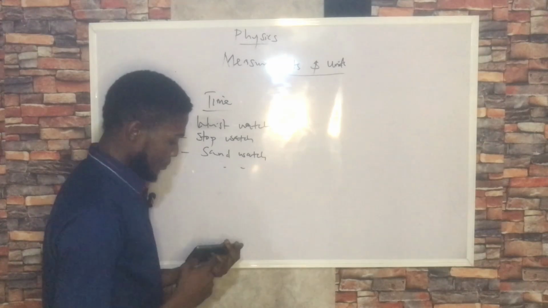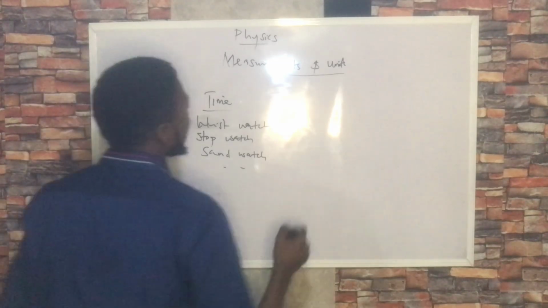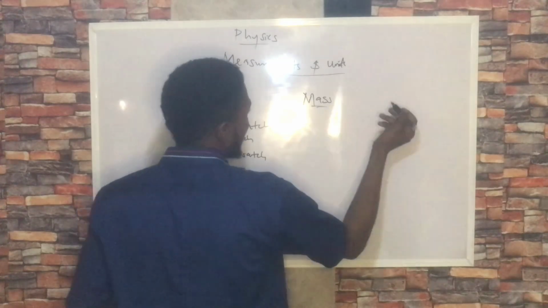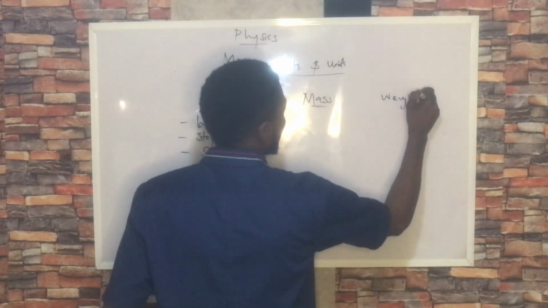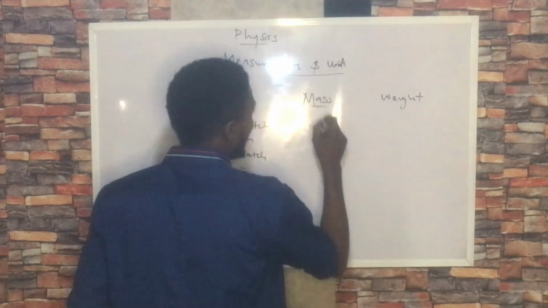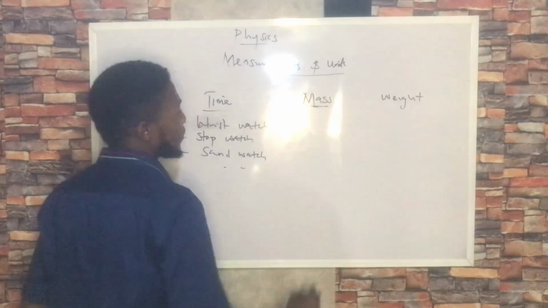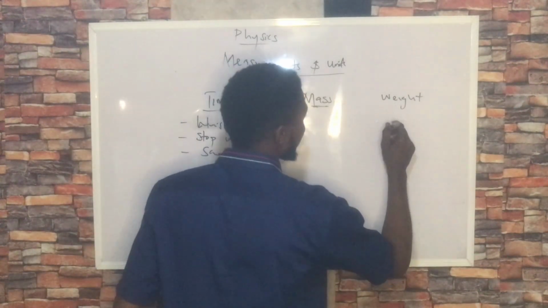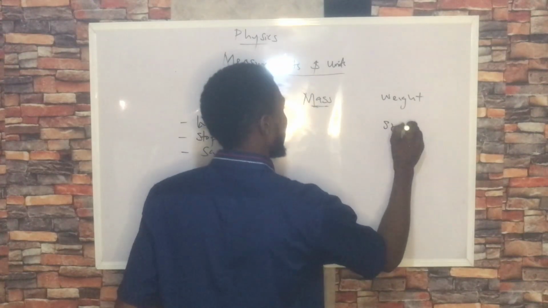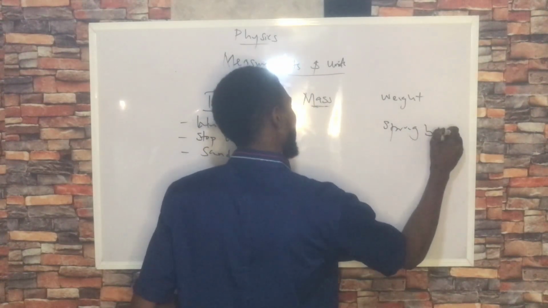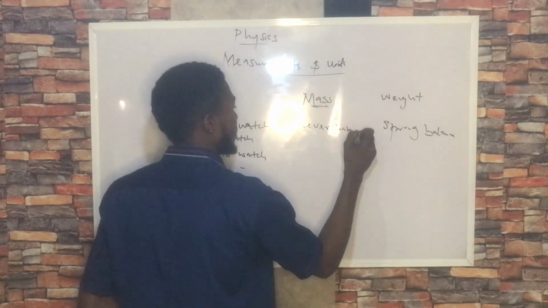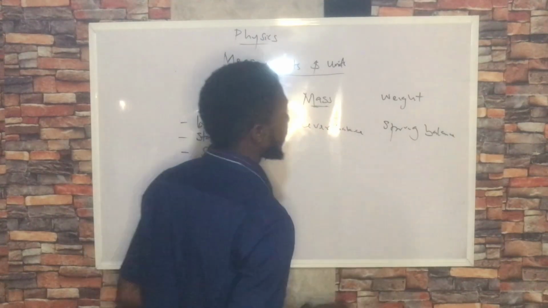Measuring time. Then we have the ones used for mass, and equally for weight. We use the lever balance for mass. For weight, we use, what's it called, the spring balance. So we use the lever balance, and so on and so forth.